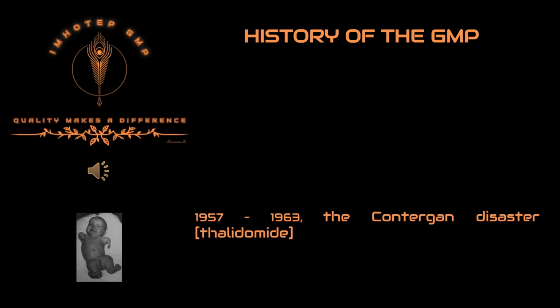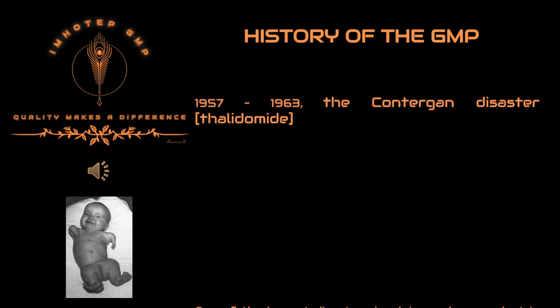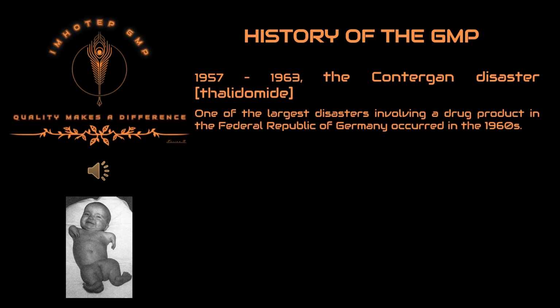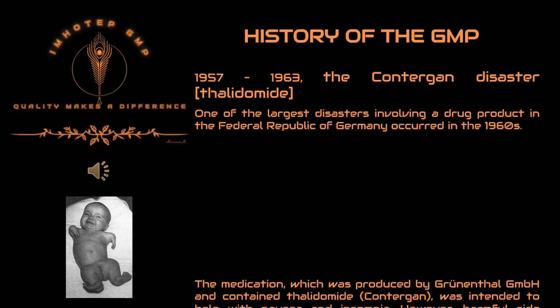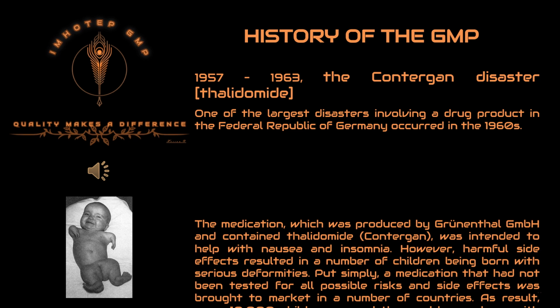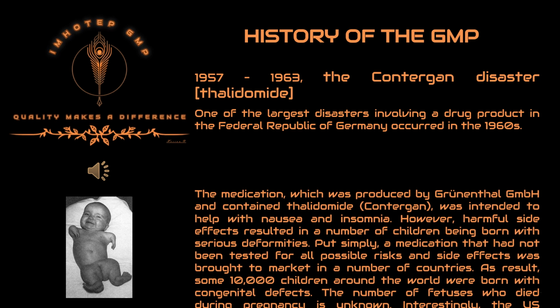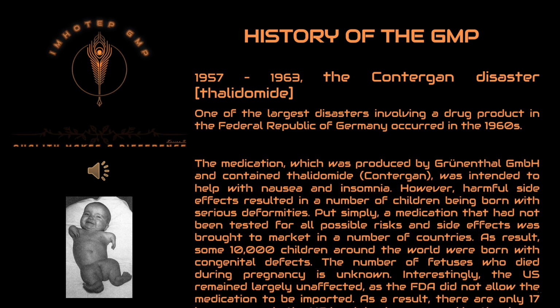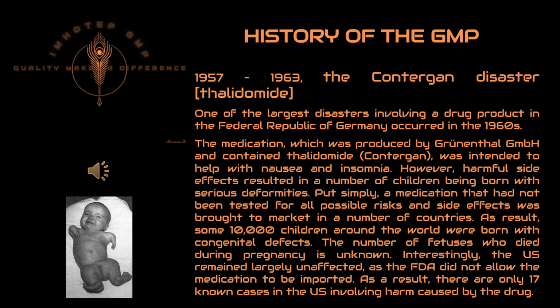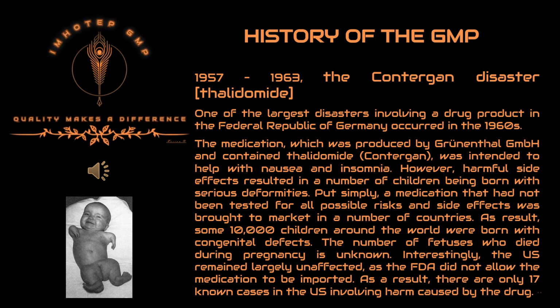1957 to 1963. The Contergan disaster, thalidomide. One of the largest disasters involving a drug product in the Federal Republic of Germany occurred in the 1960s. The medication, which was produced by Grunenthal GmbH and contained thalidomide, Contergan, was intended to help with nausea and insomnia. However, harmful side effects resulted in a number of children being born with serious deformities.